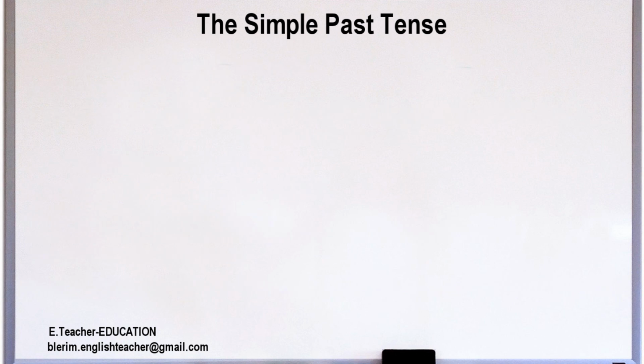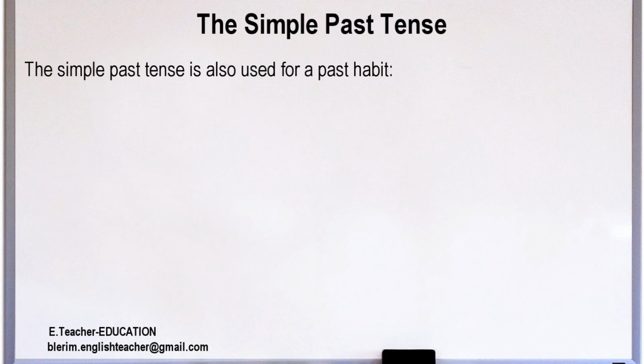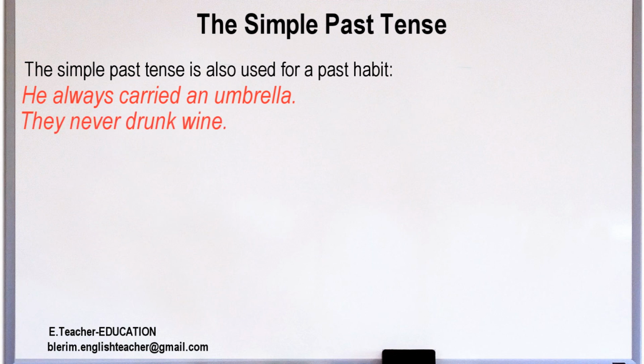The last use for today, my dear viewers, is that the simple past tense is also used for a past habit. Okay, it means that we use a frequency adverb. For example, we have here on the whiteboard, he always carried an umbrella, and the second one, they never drank wine. The frequency adverbs here are necessary if we use any habits. Okay.